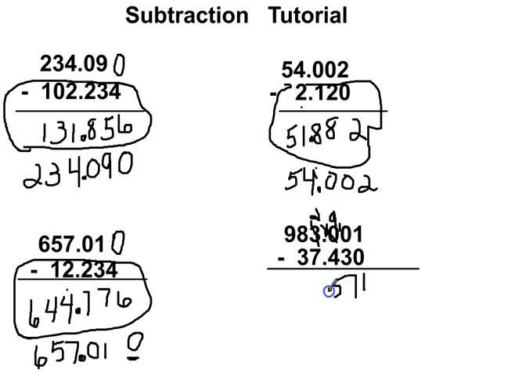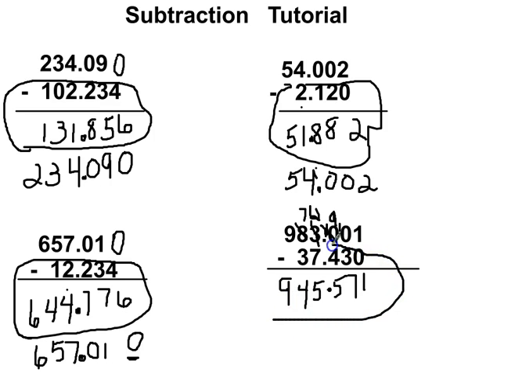There's my decimal point. 2 subtract 7, I can't do that. But I can borrow from here. Now I have 12. 12 subtract 7, 5. 7 subtract 3, 4. And 9, there's nothing I'm subtracting the 9 from, so I'm just going to bring that down.